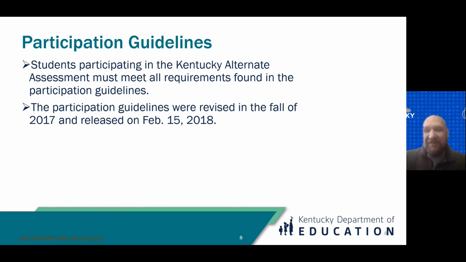Now, the participation guidelines for the Kentucky Alternate Assessment went through some major revisions starting in the fall of 2017. Those revisions were completed and new guidelines were released on February 15th of 2018. For any questions about participation in Kentucky Alternate Assessment, I encourage you to contact our friends in the Office of Special Education and Early Learning. Allison Johnson in the Division of IEA Monitoring and Results is the lead. She does an amazing job with placement decisions and the participation process in its entirety.